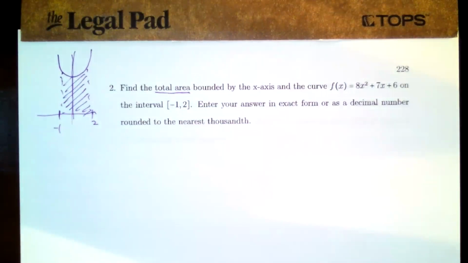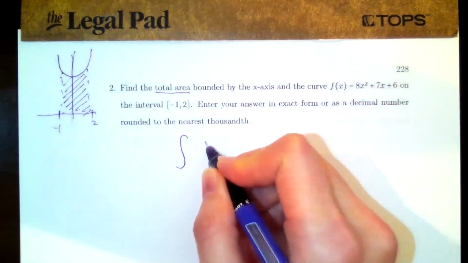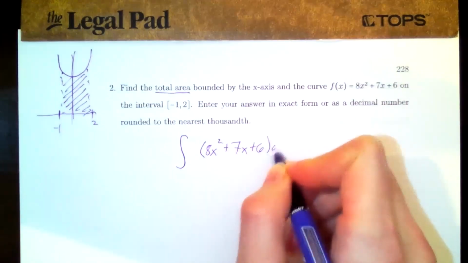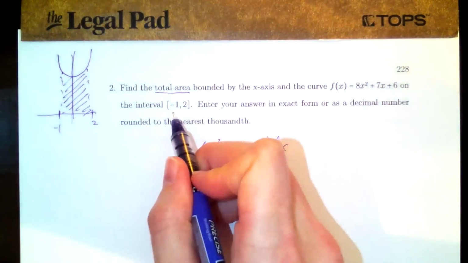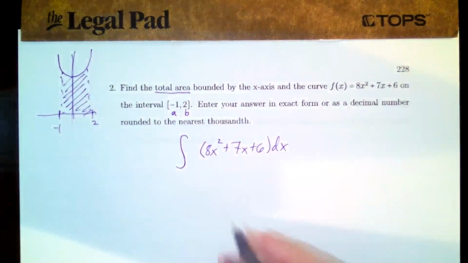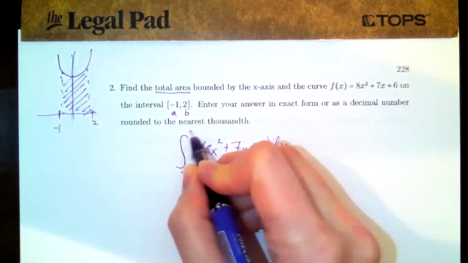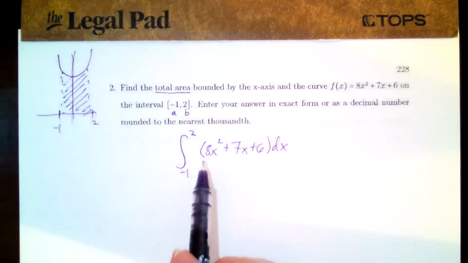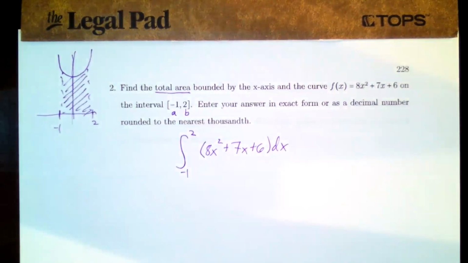So you are going to integrate your function 8x squared plus 7x plus 6. And it wants you to integrate it from -1 to 2. -1 is your lower bound, 2 is your upper bound. That is the range of x that you want to find the area in between, -1 to 2. So the number you get that we've been calculating is going to be this area under there.